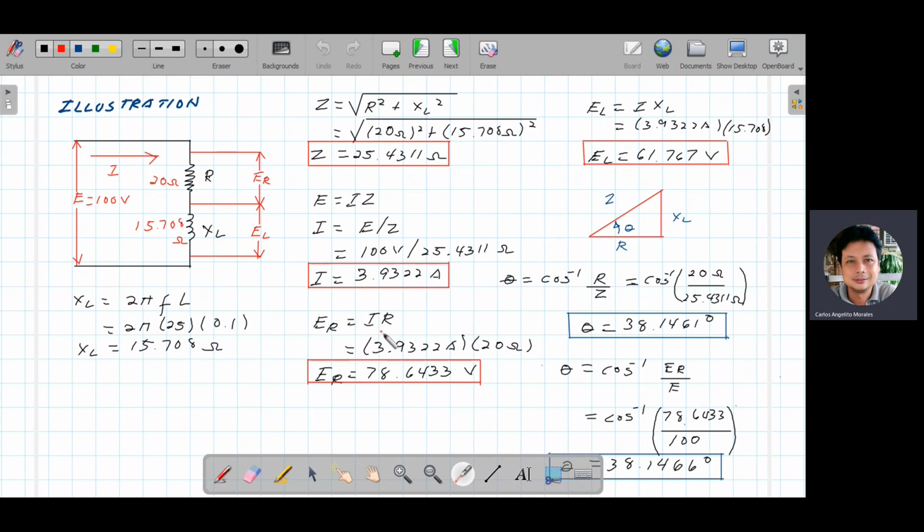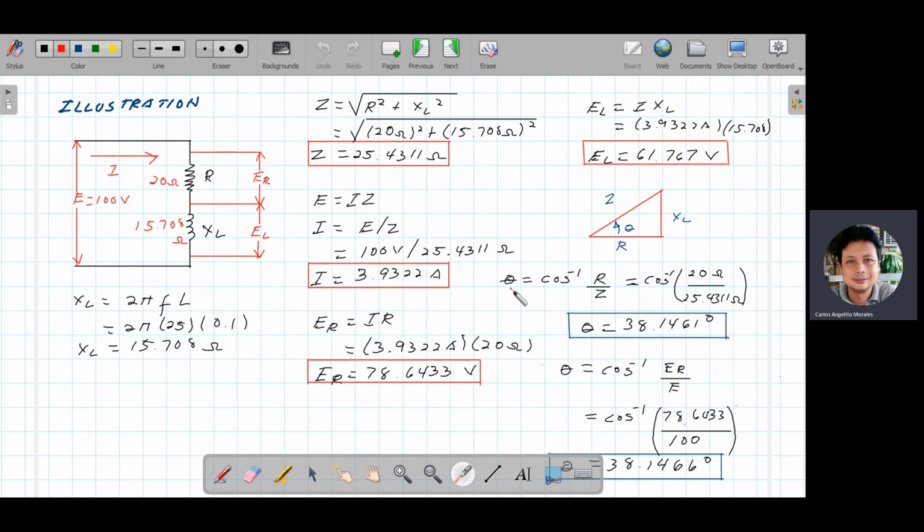So ER is equal to IR. So 3.9322 ampere times 20 ohms, makukuha mo na 78.6433 volts. Yung voltage drop dito. Tapos yung EL equals to I XL. So ang current natin, alam natin na 3.9322 ampere times yung XL which is 15.708, nakuha natin is 61.767 volts. So ito ngayon yung impedance triangle natin.